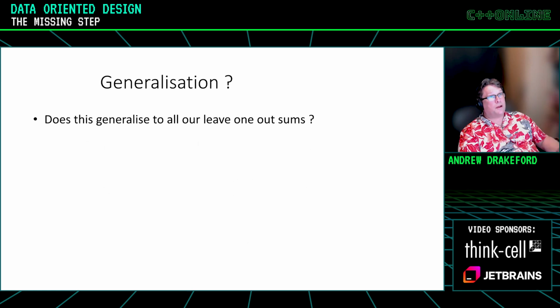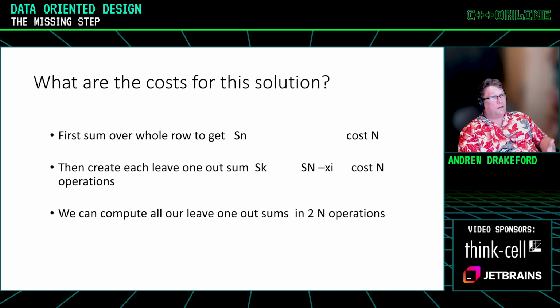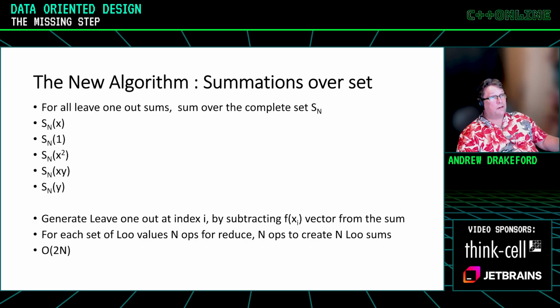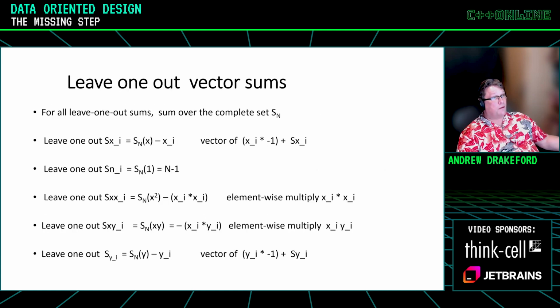Does this generalize to our sums over x squared, xy, sums over y? Yeah, it does. All of them cost n to produce the sum, and it costs n to produce all of the leave one out. So we can produce these leave one out summations with 2n operations. So our new algorithm is just, first of all, go through, produce a sum over everything, and then go through and quickly generate the leave one out values, and then solve the equations for beta 0 and beta 1. So leave one out vector sums.